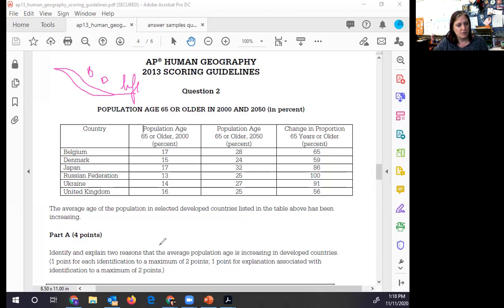Okay, 2 reasons the population age is increasing. Well, what would cause population age to increase? Well, let's see. People are going to live longer. That's one reason population age would increase, right? Hey, wait a minute. Is that the only reason? Well, yeah.